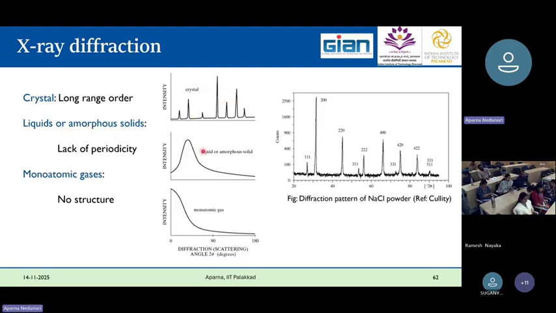If it is a liquid or amorphous solid, which doesn't have any orderly arrangement of atoms, you will not have a defined peak like this. And if it is a monoatomic gas, then there is no structure at all, so you will not have any defined peak or defined peak position. But if you see a crystal, for example NaCl over here, you have peaks at different HKL spacings. HKL here are 111, 200, 220, 311. At all these different HKL spacings, you have different peaks.